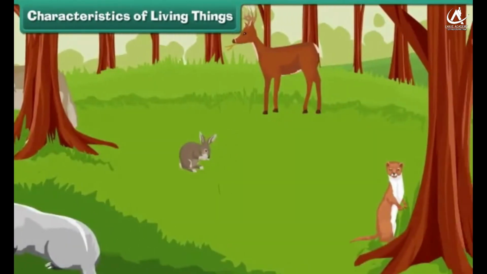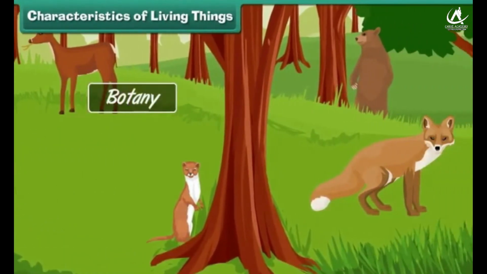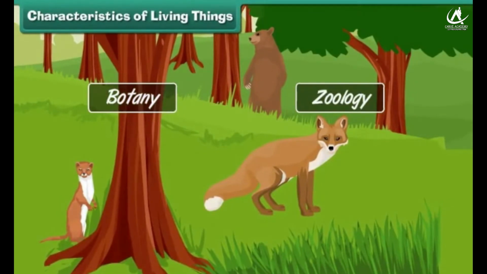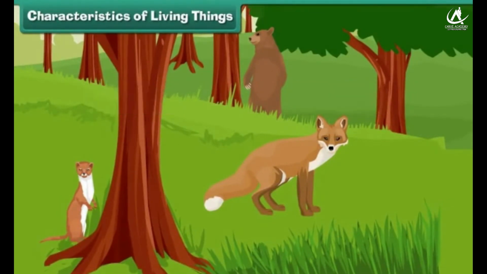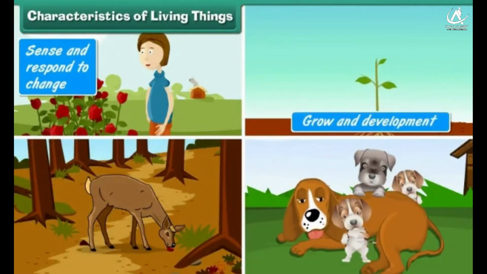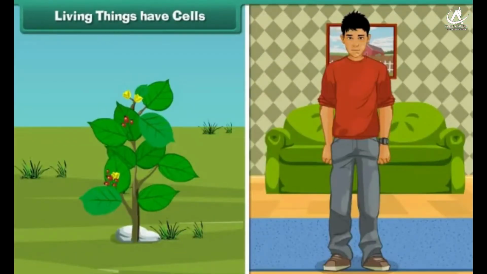Plants and animals both are living. Therefore, biology deals with the study of both plants, botany, and animals, zoology. All living organisms share the following basic characteristics: sense and respond to change, growth and development, give off waste, reproduce. Living things have cells. Each living being has a distinct individuality. It cannot be broken into two or more independent parts.